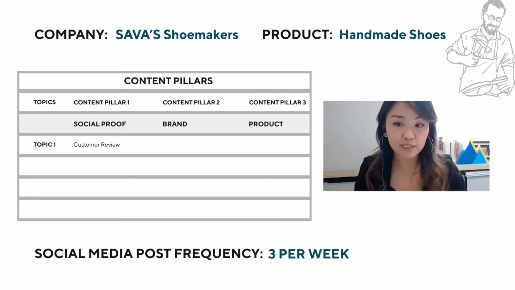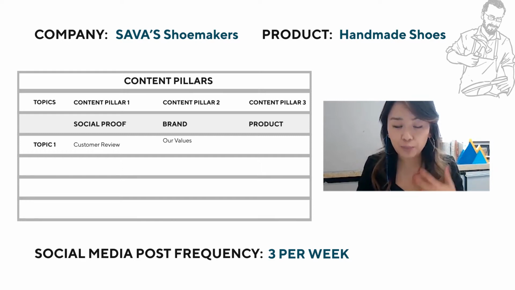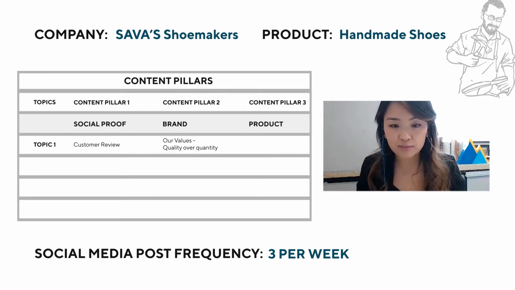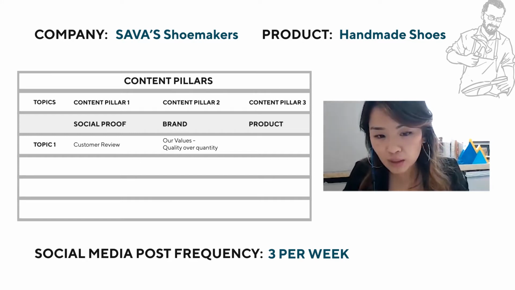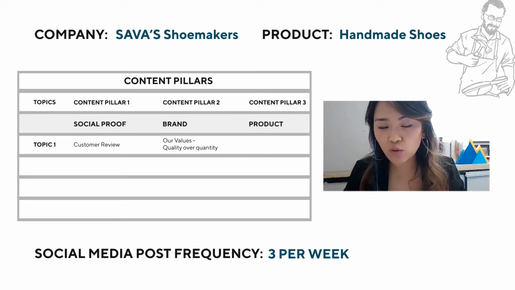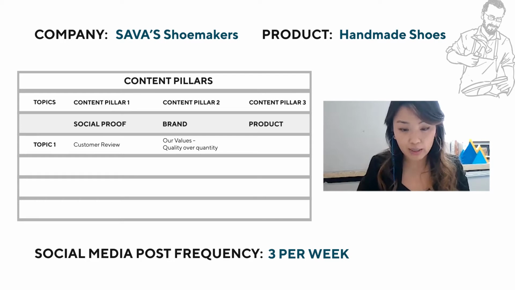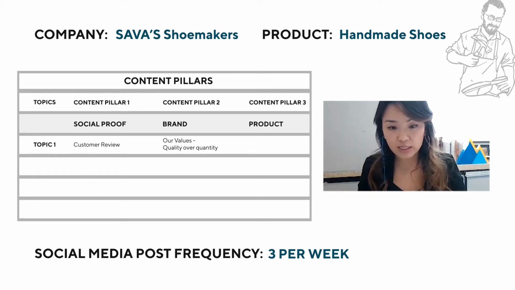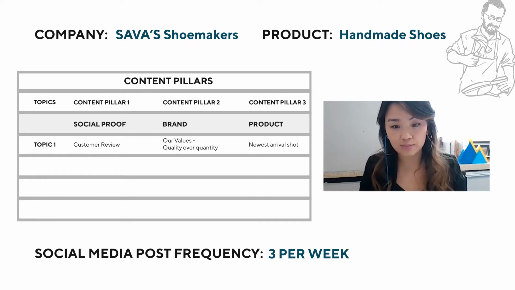For brand specific content, one of the topics can be about our values, right? And our value is that we really care about quality over quantity. So I'm going to write quality over quantity. That's one of our values. So I'm going to put that in, quality first. And that's going to be my second idea. Now, the third one for product is going to be latest or newest arrival shot.